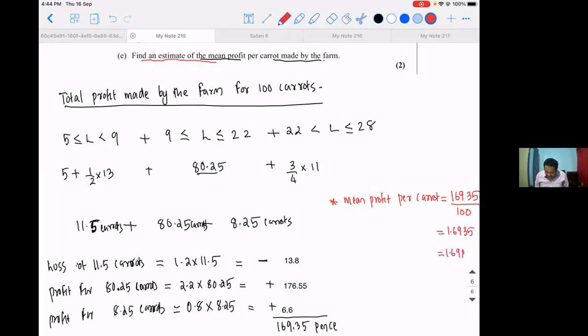Say 1.69 pence. So the final answer is 1.69 pence per carrot. So that is the answer for this question. So that's all for this question number 3. And altogether we have 5 parts for this. And that's about this. Thank you.